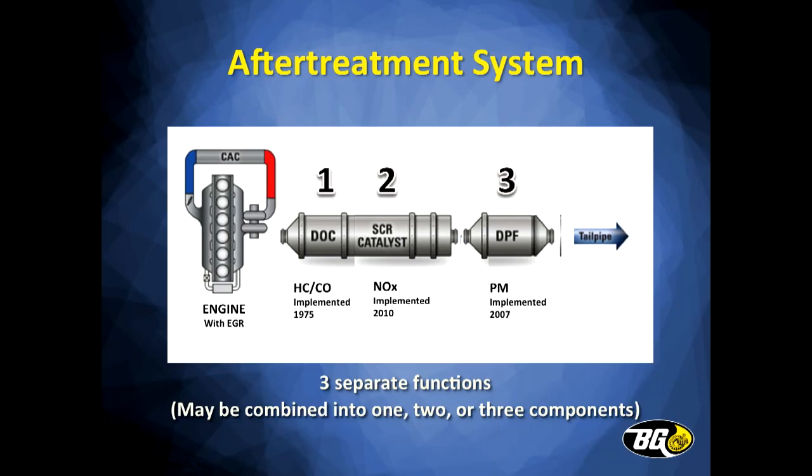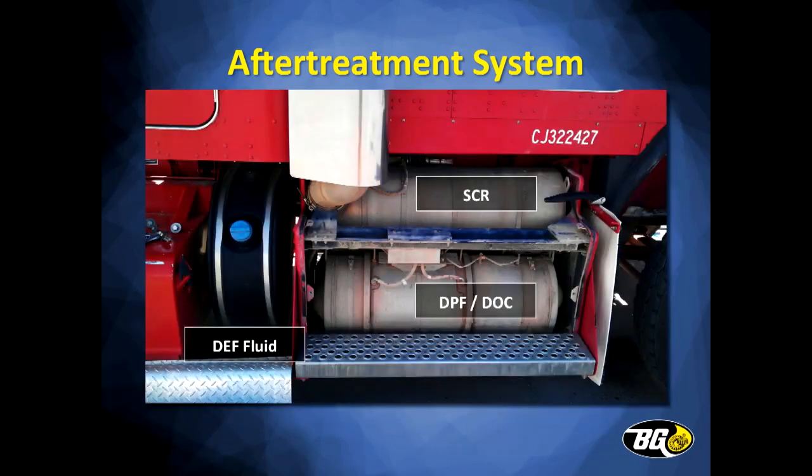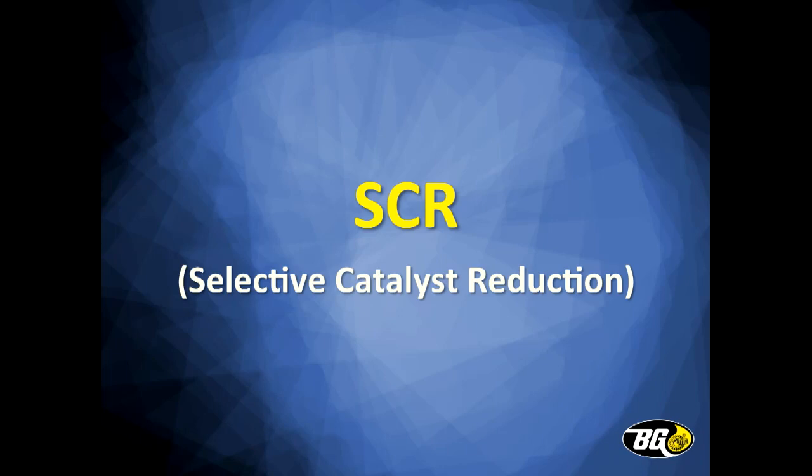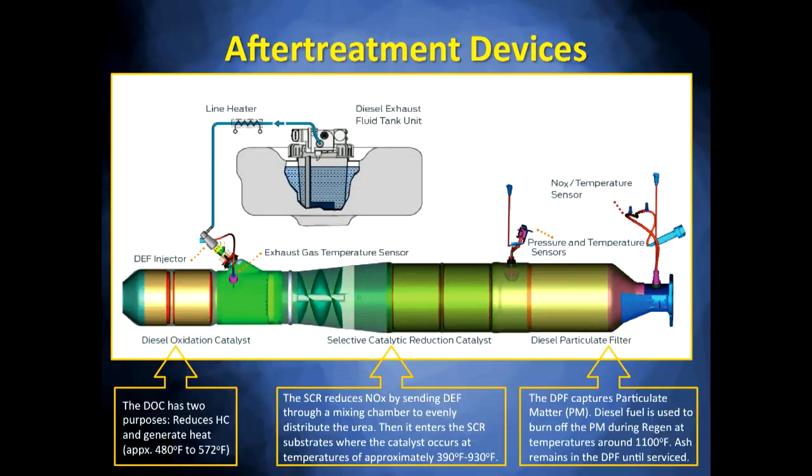These 3 components have 3 separate functions, and they can be located in different areas. This picture is of a Class A truck where the SCR is located on the top, and underneath it you see the DPF with the DOC, and you have the DEF, the fluid for the SCR, located in the side tank there. Now, the SCR itself is to reduce NOx emissions, not prevent it. If you remember, the EGR is meant to prevent NOx emissions by cooling the combustion chamber. The SCR helps to reduce it after it has been formed.